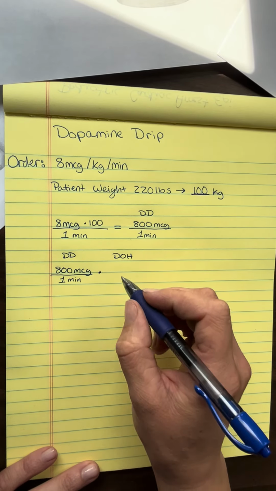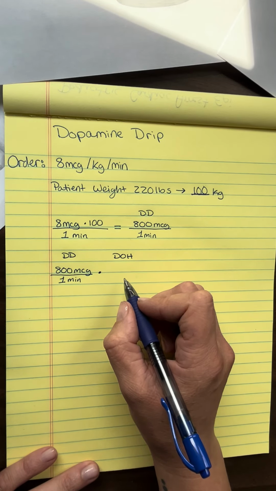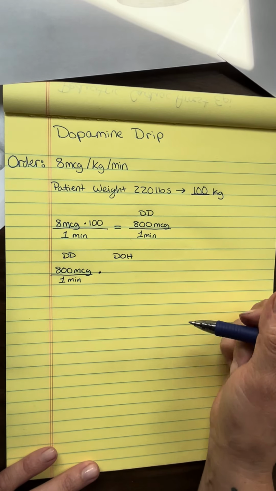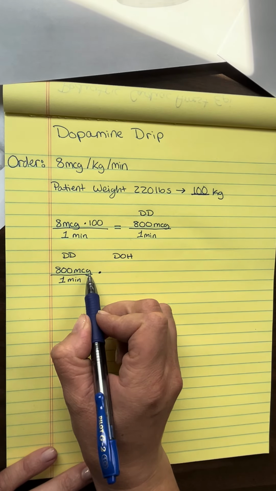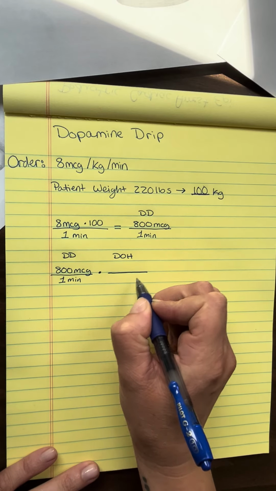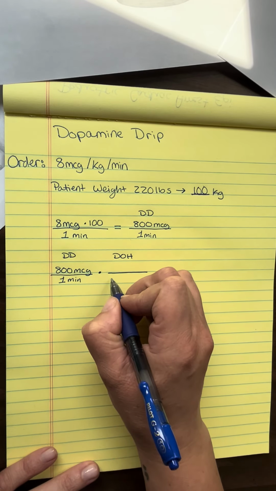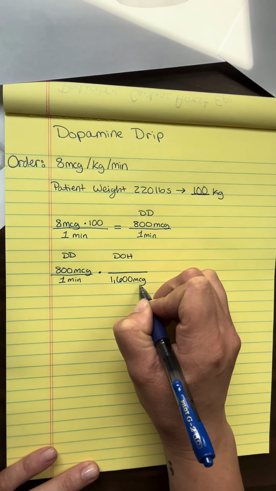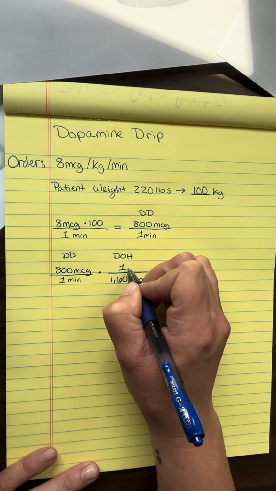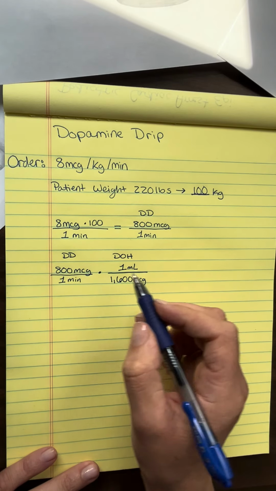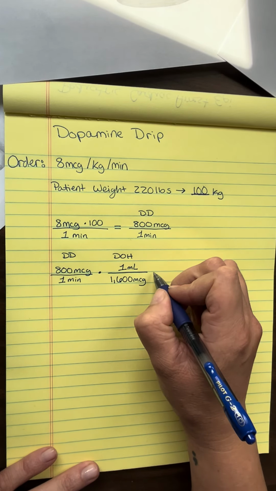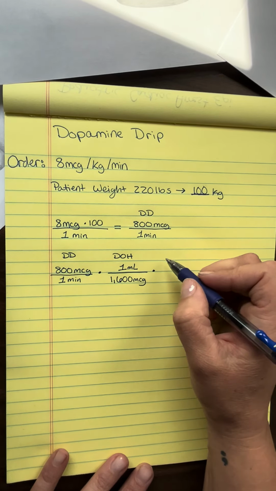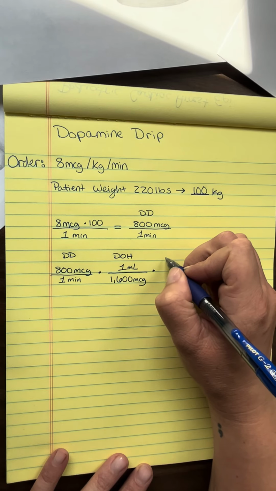Remember, for dopamine it is always going to be 1 milliliter in 1600 micrograms, or 1600 micrograms in 1 milliliter. Since I have micrograms on the top over here, I'm going to put it on the bottom over here so it can cross cancel. So 1600 micrograms over 1 milliliter. So I've got my desired dose and my dose on hand. And now we need to keep going, and we're going to do our delivery section.